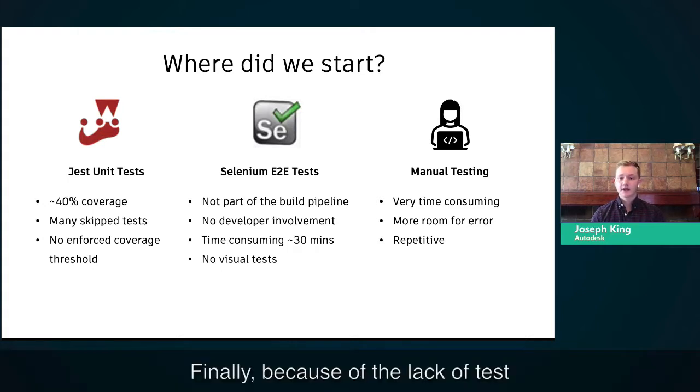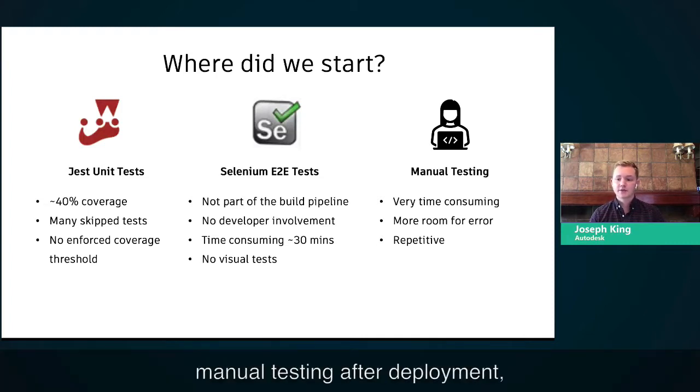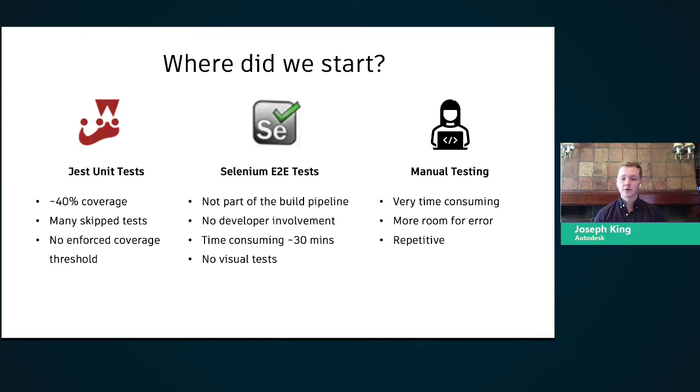Finally, because of the lack of test automation early on in our build process, our QA engineers have to do extensive manual testing after a deployment, making sure there are no bugs in production. This can be extremely time-consuming and tedious and leaves more room for human error. The need for all this manual testing was a huge roadblock for us in our journey to deploy more frequently.